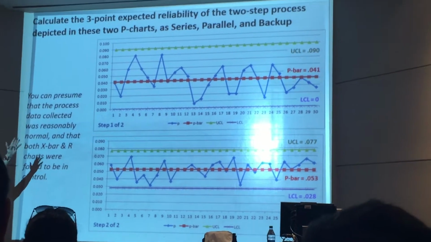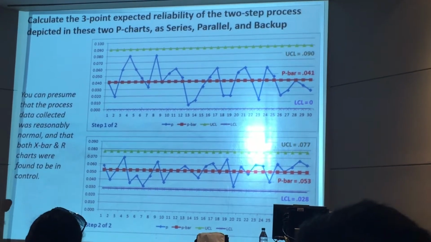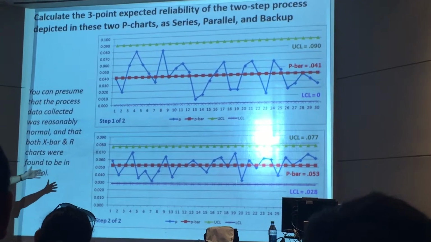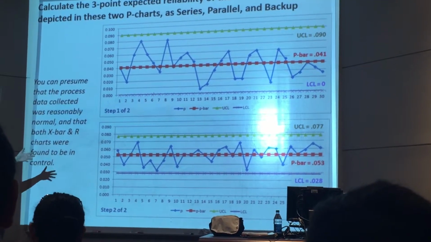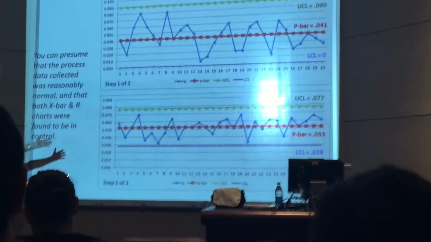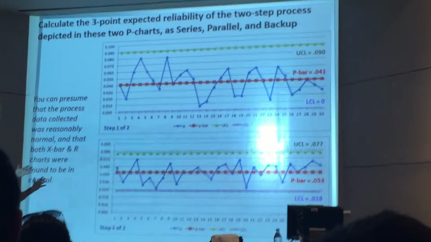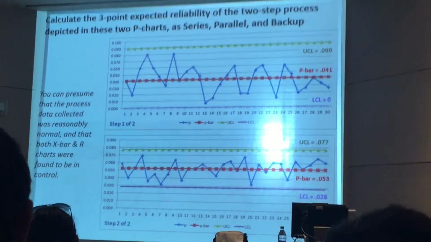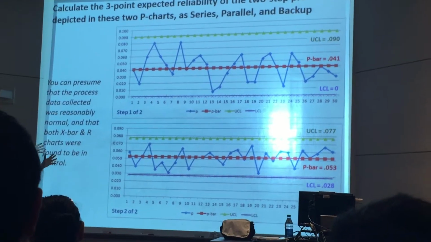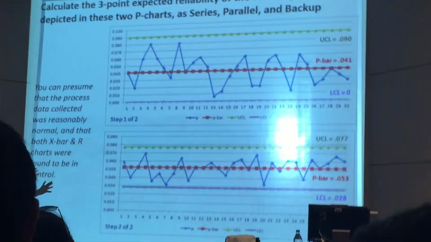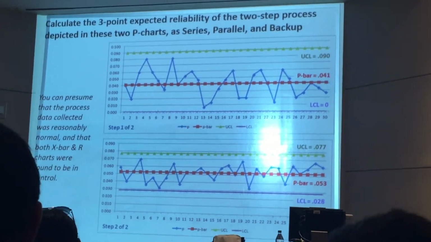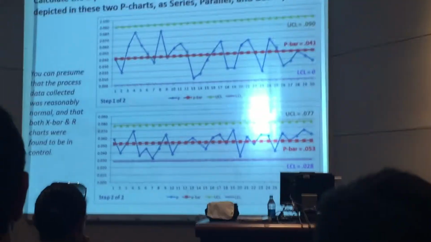of about 4%, so it's got a reliability of about 96%. Second one has a p-bar of 0.053, about 5%, so it's got a reliability of about 95%. So you got a pretty good process here, 94, 95% reliable going through the process. So given these kinds of charts, you need to make sure you know how to translate these into reliability data that management is interested in.